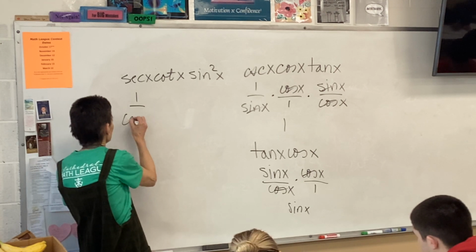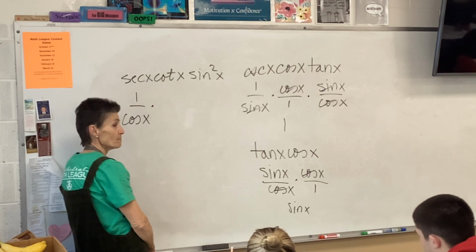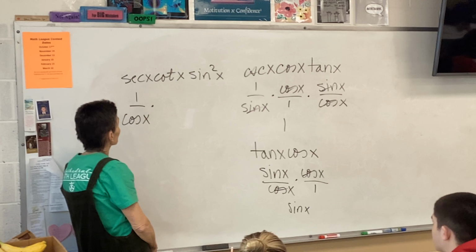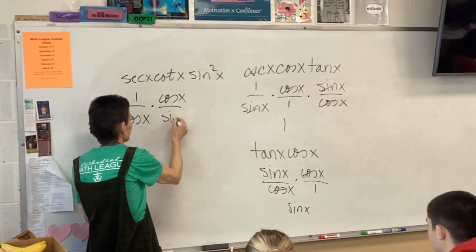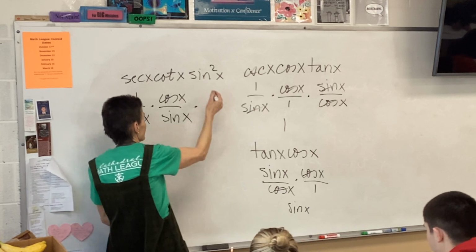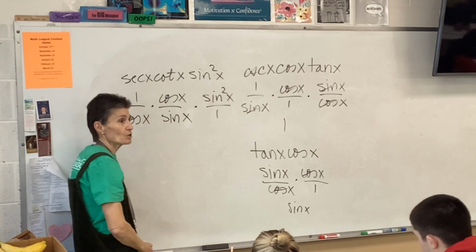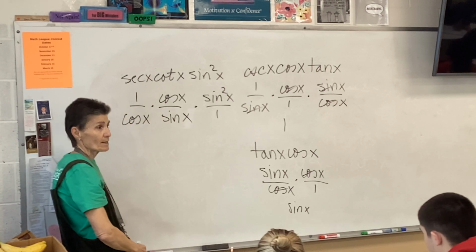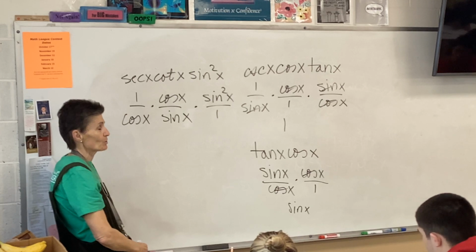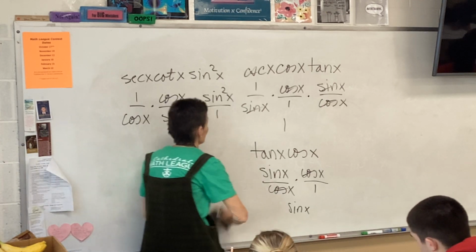One over cosine times, it's all multiplied, so times cosine over sine times sine squared over 1. In these big long multiplication problems, we're not changing sines and cosines, we're changing everything else into sines and cosines, so hopefully we can cancel.